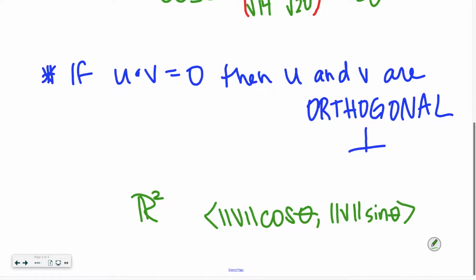Somebody asked me yesterday, how do you find the angle of a vector in 3 space? Well, we don't find one angle, we find 3 angles: the angle from the positive x-axis, the angle from the positive y-axis, and the angle from the positive z-axis. And these are what are called our direction cosines.